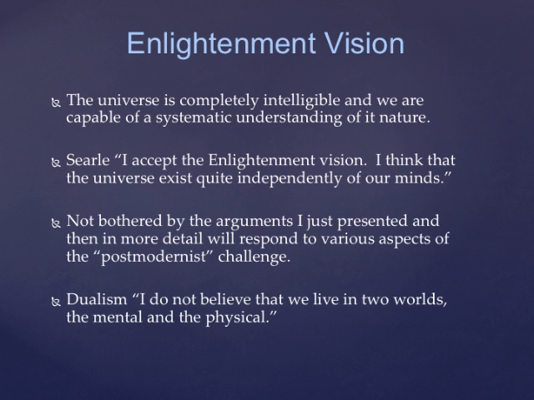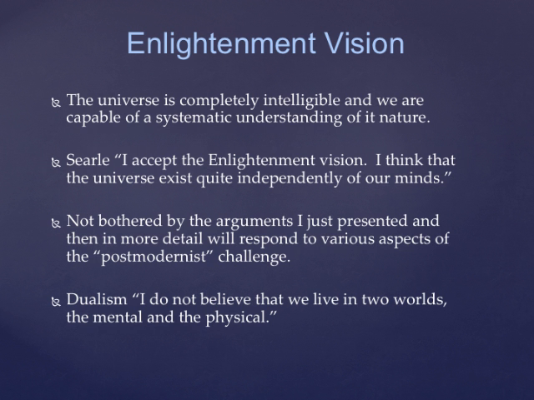The Enlightenment vision. Now, this is not the first time we're talking about the Enlightenment vision. In fact, it did come up in David Hume's book, but what the Enlightenment vision means is that there is a universe that is completely intelligible, and we are capable of systematically understanding its nature. So what does this mean? What is this Enlightenment vision?